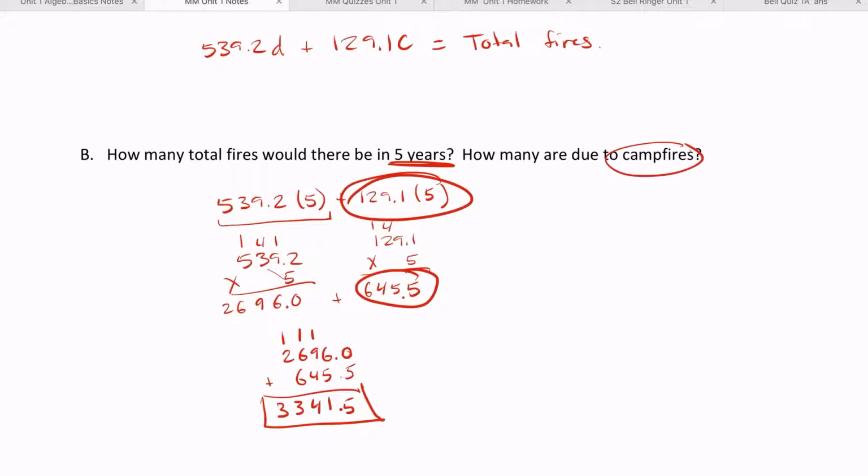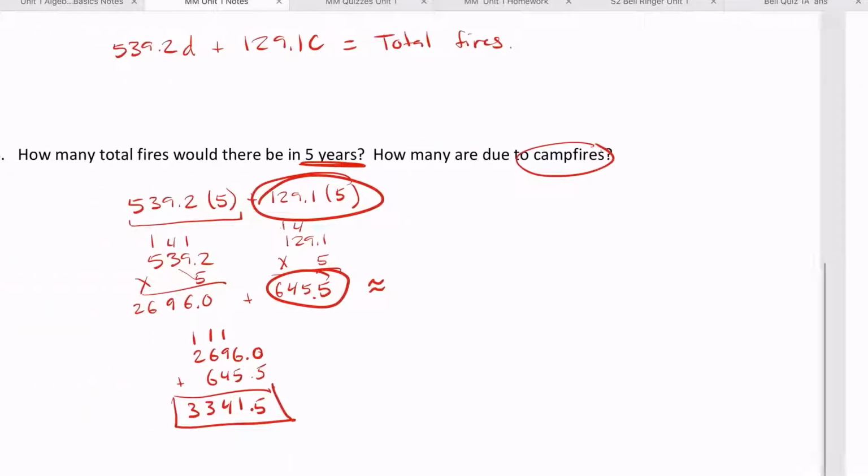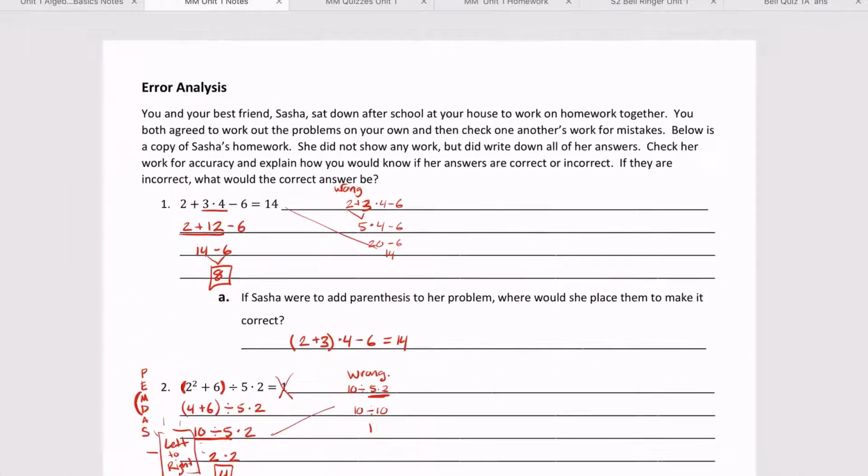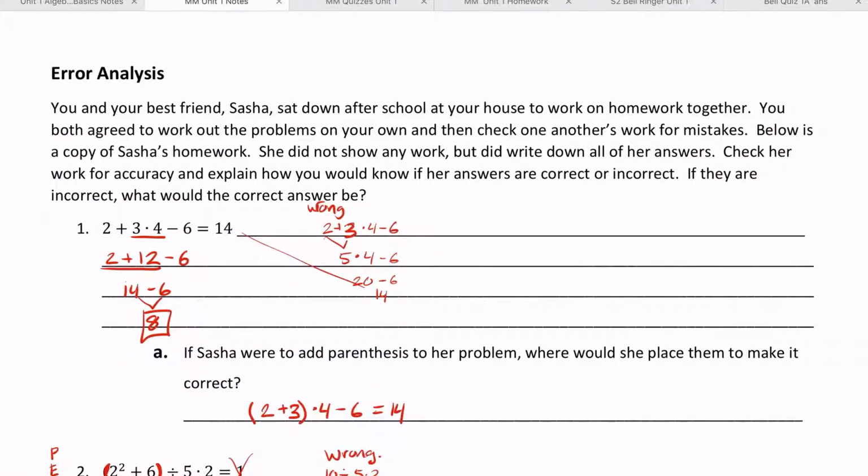Okay. On average, you'd probably want to round because you can't have half a fire, but that's on average. Okay. All right. Error analysis. Okay. I actually left this here. Let me just clear that out really quick.